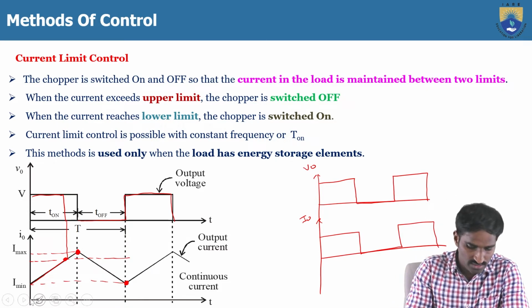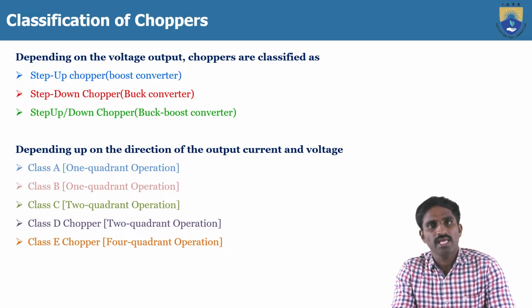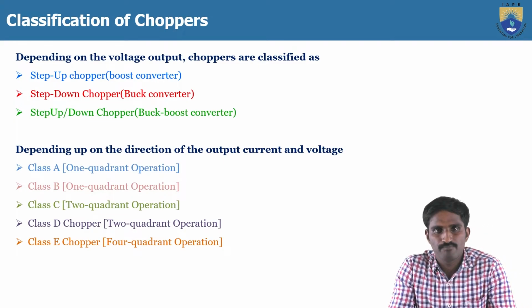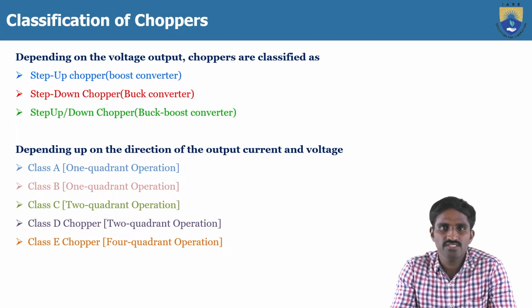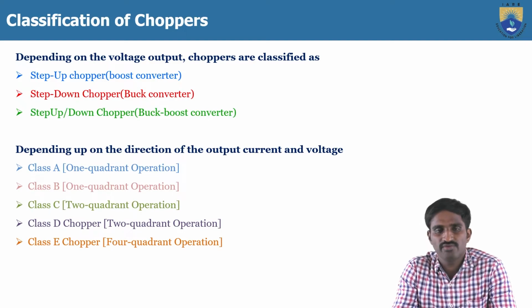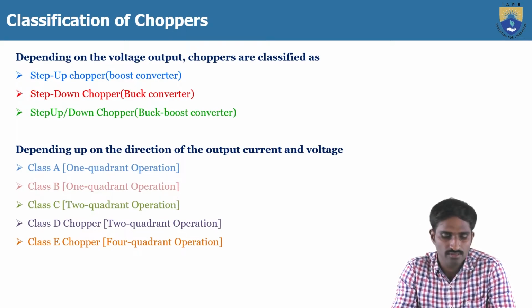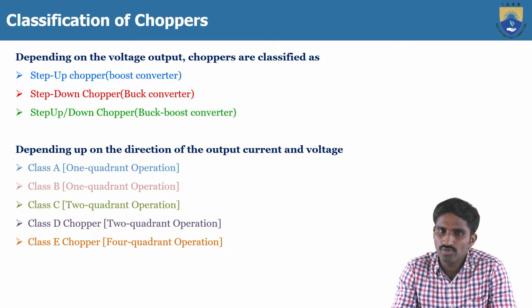Yes. And then next, the classification of the choppers. Here the classification of the choppers mainly depends on two parameters, or in two different ways; based on two different parameters we can classify the choppers. One is depending on the output voltage, which means whether the output voltage is greater than the input voltage or less than the input voltage. Based on that we can classify the choppers.